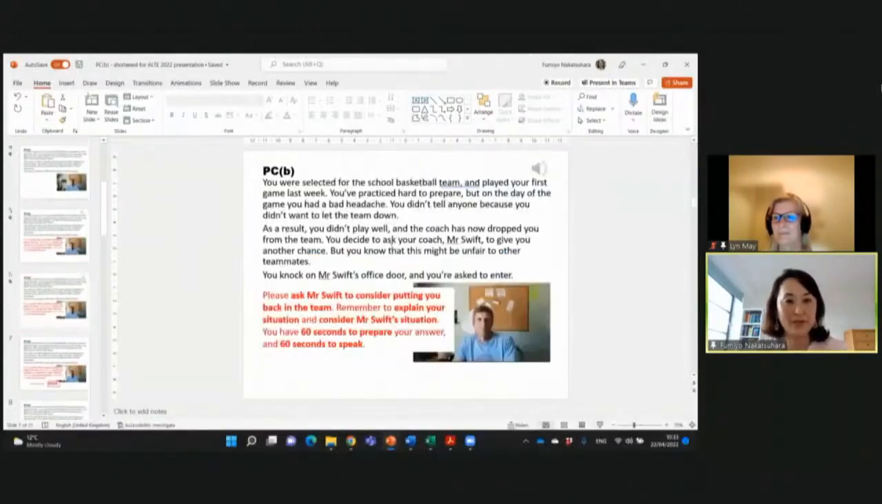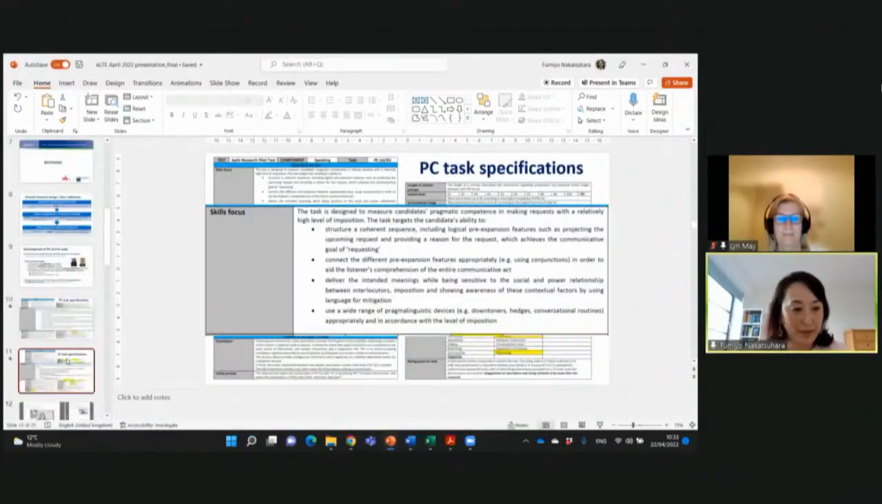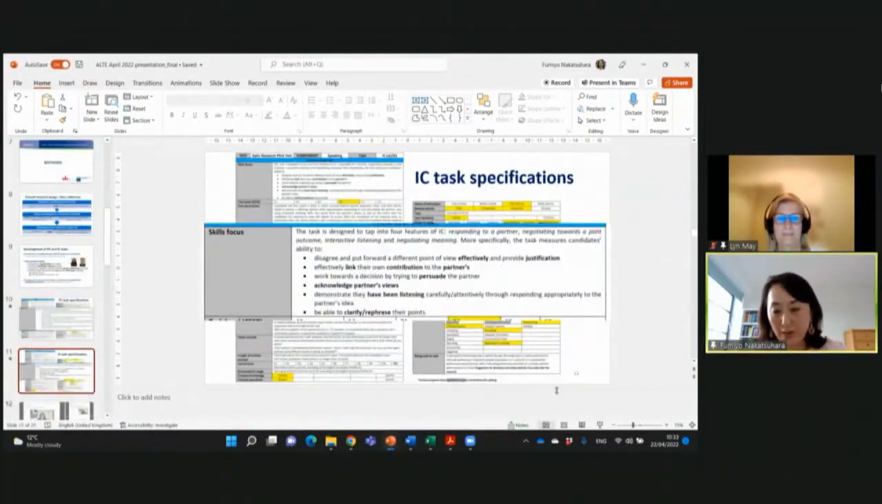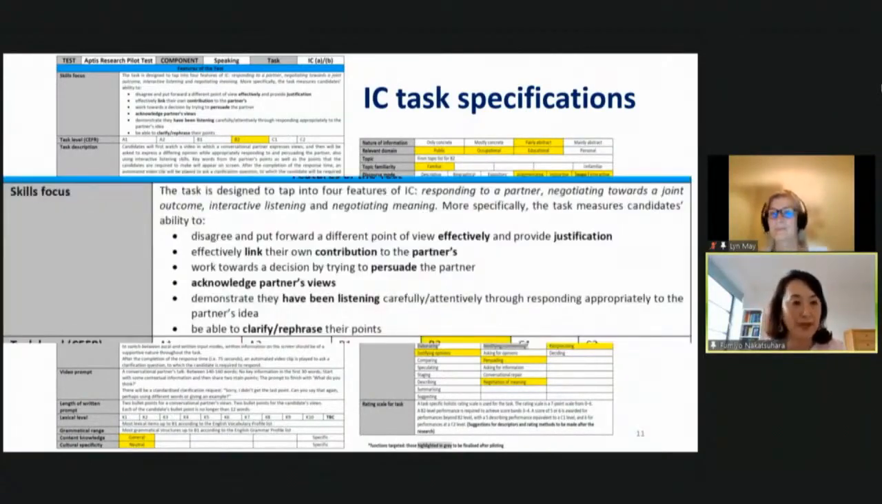Okay, so this was our PC task, and now I'd like to show you our IC task. So we did the same, we use the same specification pro forma and specified all the contextual parameters that we wanted to set. And here are skills focus.